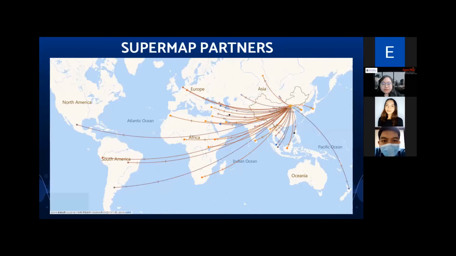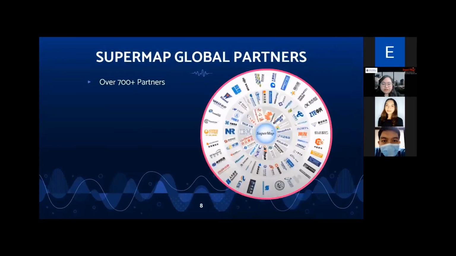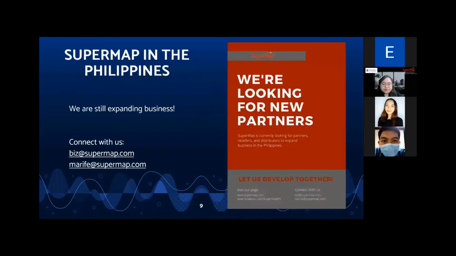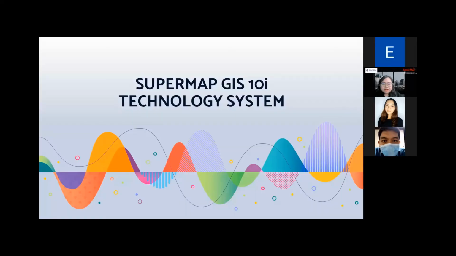Shown here is the SuperMap partnership map. As you can see, SuperMap has already been promoted in the market of South Korea, Indonesia, Malaysia, South Africa, and also some countries in Europe. To date, SuperMap has more than 700 partners from all over the world. Some of them you might already be familiar with: IBM, Microsoft, Huawei, among others. SuperMap has also entered the Philippine market and our business is still expanding. Connect with us through the emails that you see on your screen.